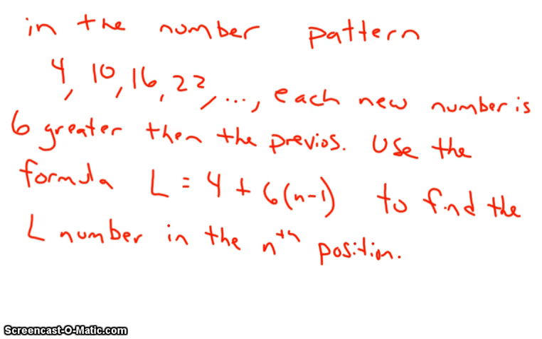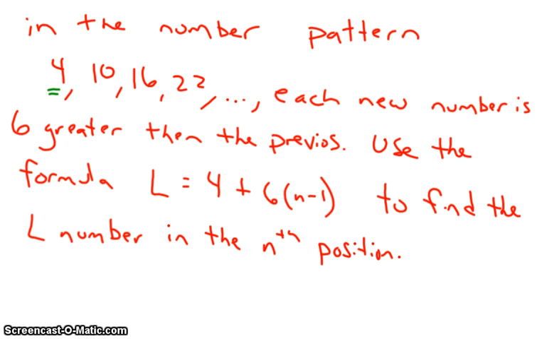Okay, in the number pattern 4, 10, 16, 22, each new number is 6 greater than the previous. Use the formula L equals 4 plus 6 times n minus 1 to find the number in the nth position. Meaning no matter what position, if I want to know what the 10th number is, then I can find it out. If I want to find the first number, I can look at it. The first number is already 4, but I can find out if I put a 1.